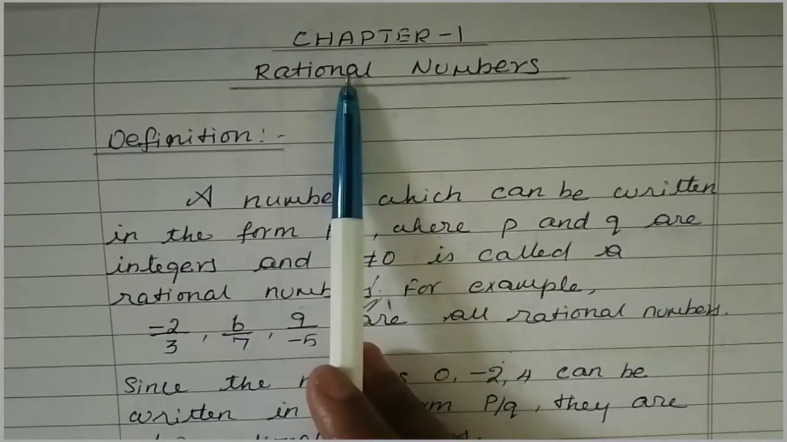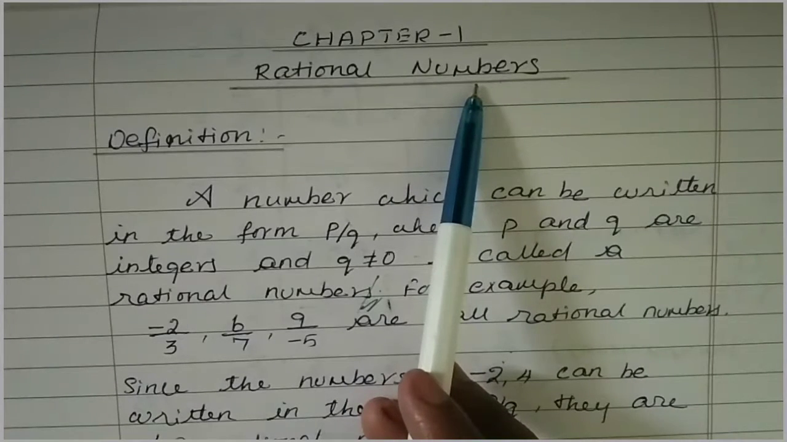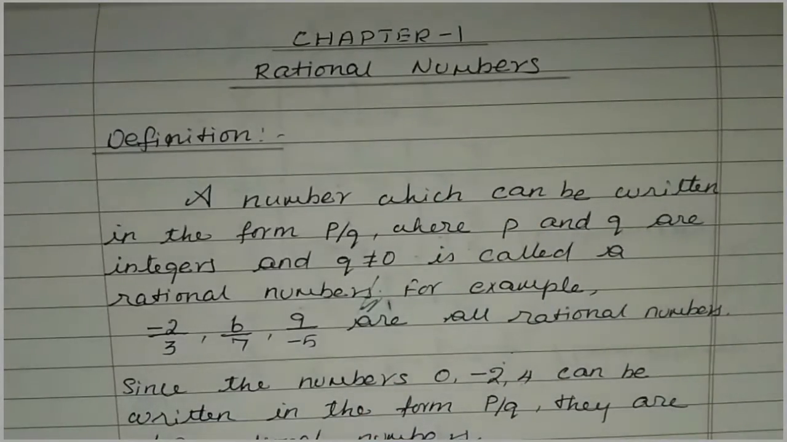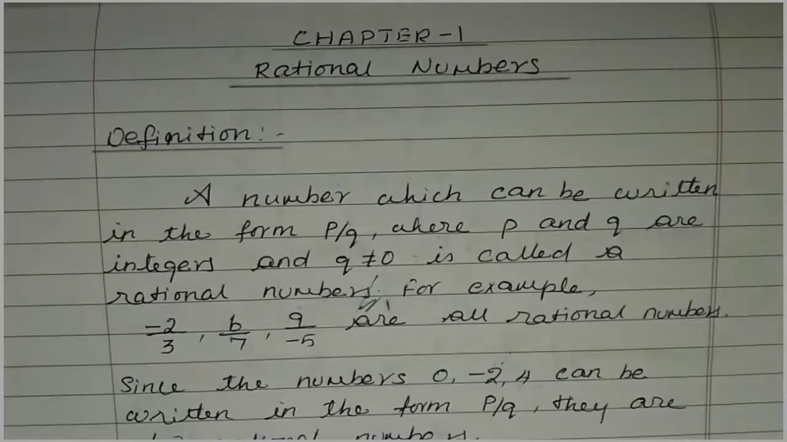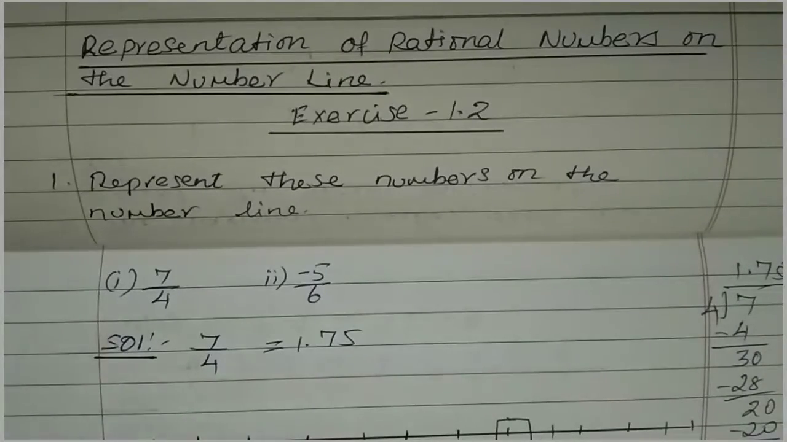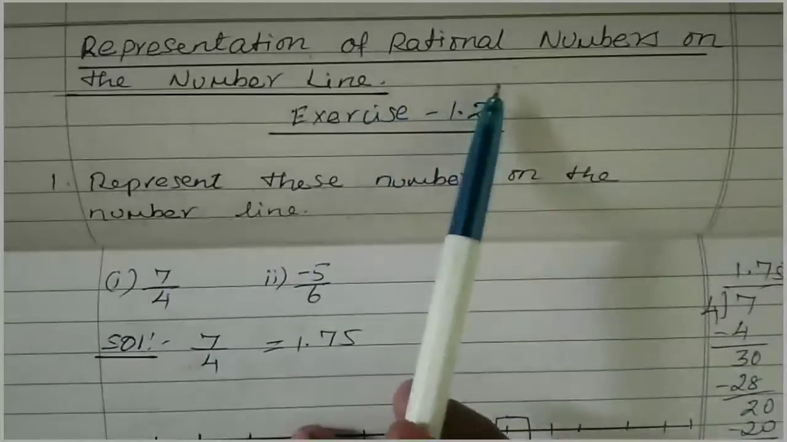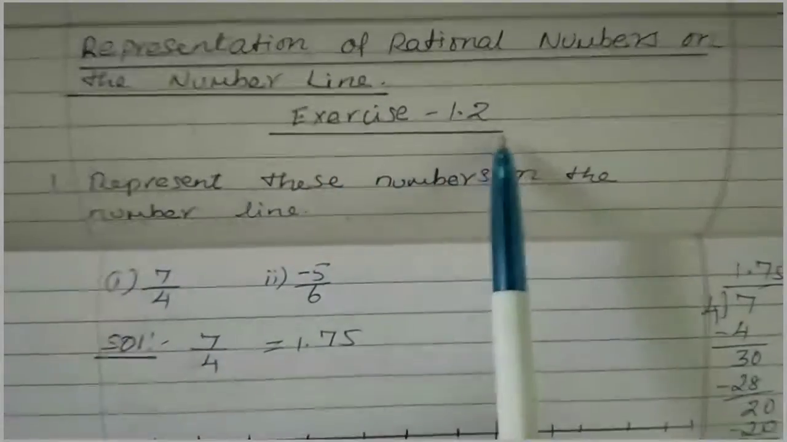This is the NCERT portion, chapter 1, rational numbers. In this, exercise 1.1 is already over. Now we are going to see exercise 1.2. Exercise 1.2 is representation of rational numbers on the number line.